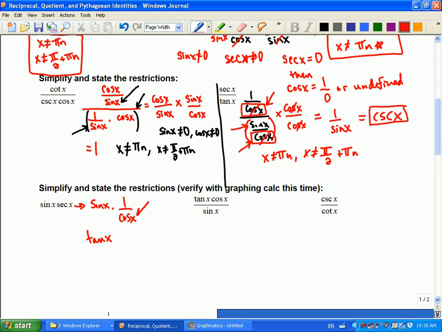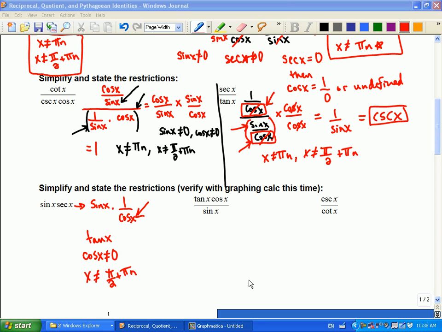And our restrictions here, that's the only divide that I'm worried about. So if cosine of x can't be equal to 0, what are the restrictions on this? You got a 50-50 shot, really. Anybody feeling lucky? So cosine is the x-coordinate on the unit circle, so pi over 2, 3 pi over 2. All those vertical spots, that's where it's going to be equal to 0.